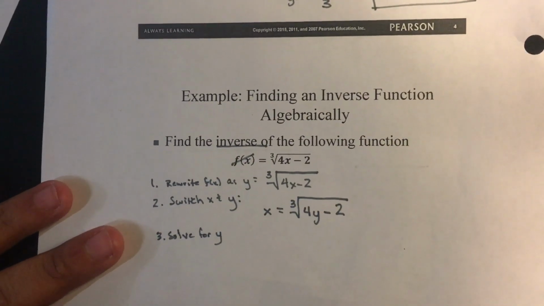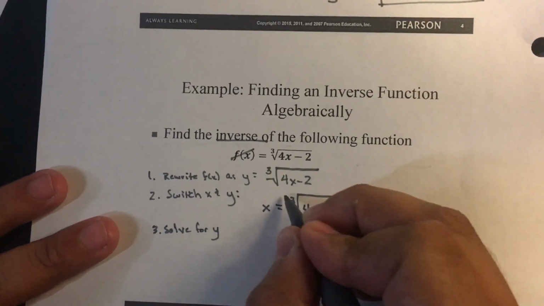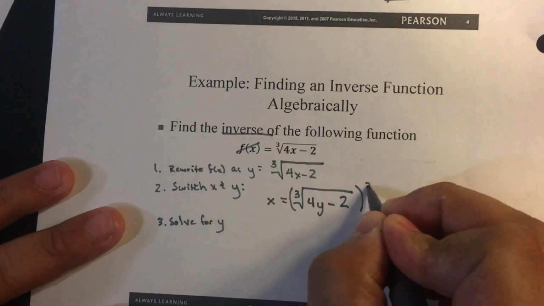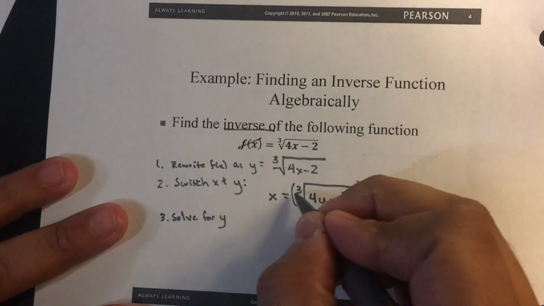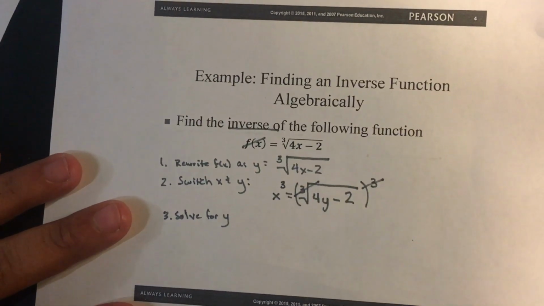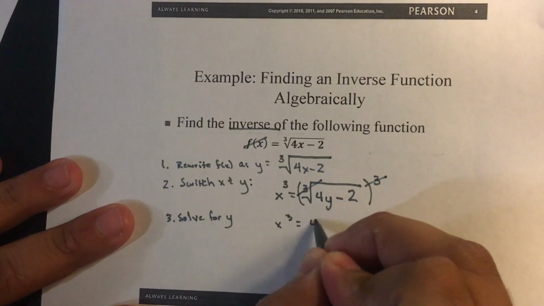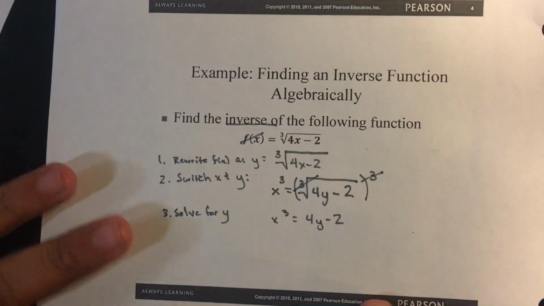So this part right here, you see how I have a cube root? Instead, I'm going to cube it. That's how I get rid of it. Okay, and this means whatever I do to one side, I have to do to the other. So I'm left with x cubed equals 4y minus 2.